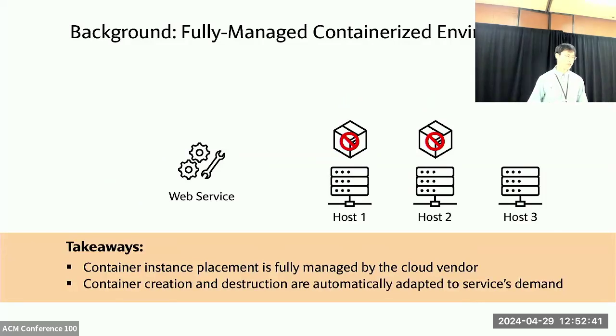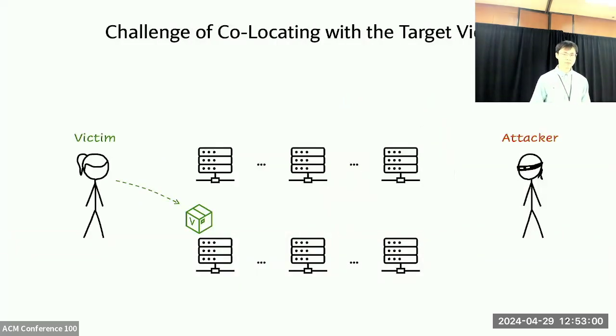So the key takeaway here is that in such an environment, the container placement policy is fully managed by the cloud vendor, and the users do not know about that. Second, the container creation and destruction are automatically adapted to the service demand. So given this environment, achieving co-location is hard. Let's paint this picture. We have a large data center, and the victim is running on one of the physical hosts. As an unprivileged attacker, you do not really know on which machine the victim is running.